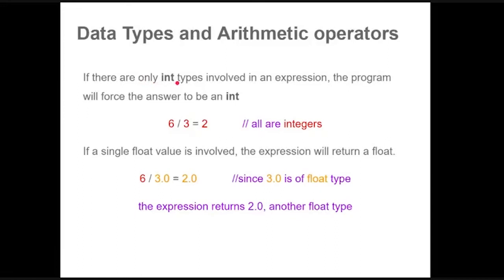If there are only integer types involved in an expression, the program will force the answer to be an integer. So 6 divided by 3 will of course return 2. All are integers. If a single float value is involved, the expression will return a float. So here I've written that 6 divided by 3.0 will be equal to 2.0, since there's a float value involved, the expression will return a float.